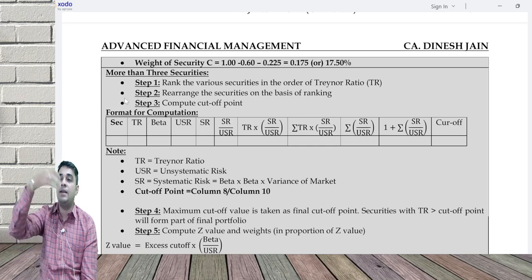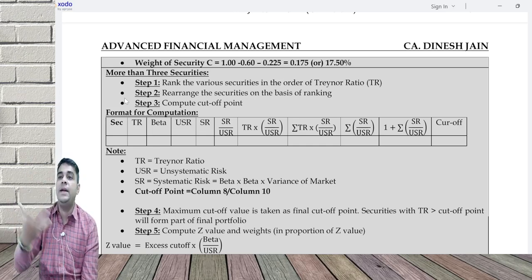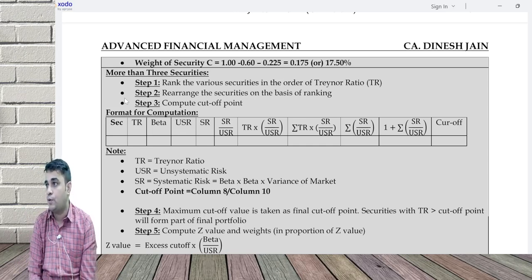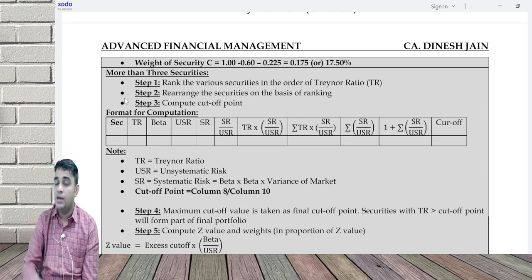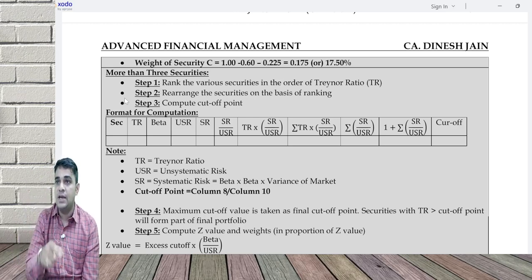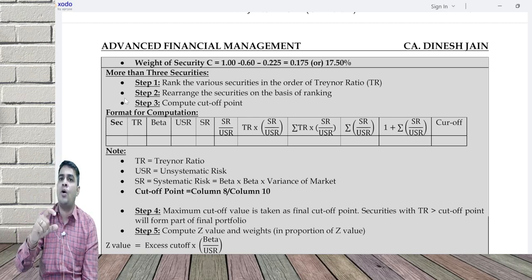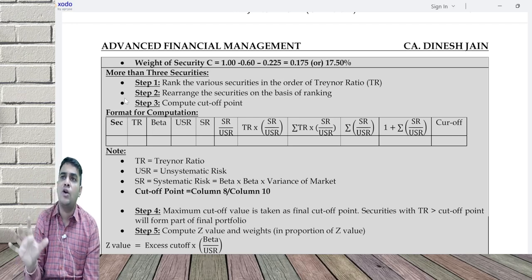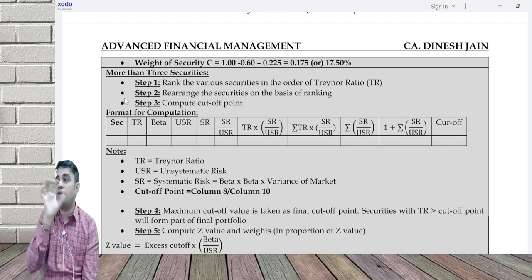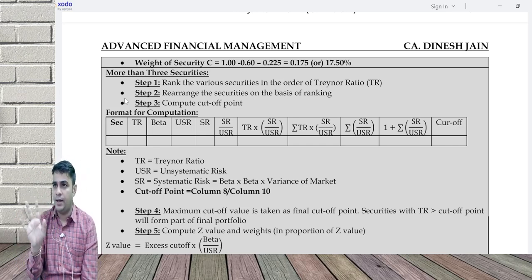Why do we do Treynor? When we create a portfolio, our understanding is the portfolio will be diversified. So securities which are high in Treynor ratio are given preference. Securities which are low in Treynor ratio are not given preference. So you arrange the securities in that order, do something called a cutoff calculation, and based on the cutoff, you will finally get the answer. I have the video on my YouTube channel.